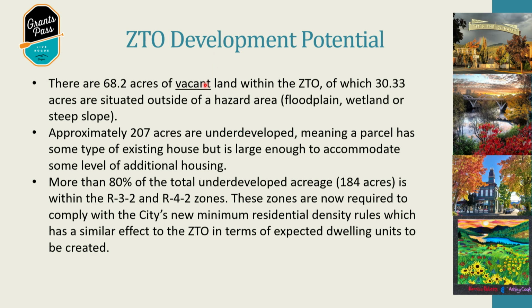So drilling down a little bit more, there were 68.2 acres of vacant land, of which 30 are outside those hazard areas. It's about 207 acres are underdeveloped, and 80% of the total underdeveloped acres, so about 184 acres of the 410, is within the R32 and R42 zones. We thought it was important to point out that those are the two zones that are covered by the minimum density ordinance that you passed a few months ago.